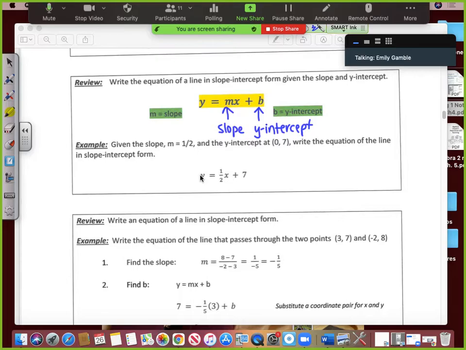So for example, if you have a slope and it tells you the slope is 1/2 and the y-intercept is at (0, 7), the equation of the line would be y equals 1/2 x plus 7. The slope always goes in front of the x. That's why that would go here. And the y-intercept, just the actual number, goes here. You don't worry about the ordered pair, like the 0 of it. You would just put the plus 7 there. And that's how you create an equation in slope-intercept form. Okay?